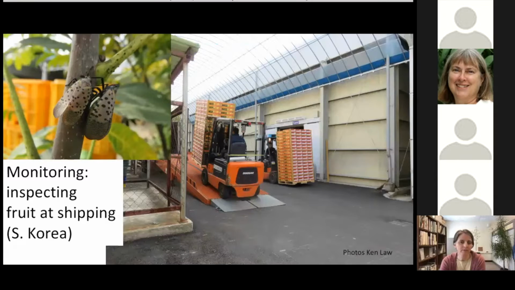Management really starts at the beginning of the supply chain, and here are some pears being loaded in South Korea for shipment. There was a USDA APHIS inspector here looking at the plants, the pears, the fruit that were being shipped, as well as the crates and everything about the shipping containers to make sure that there was nothing being transported. Lanternfly and other invasive species can be introduced in many different ways, not just this way, but this is one way we have to prevent introduction of these invasive species. Next slide, please.